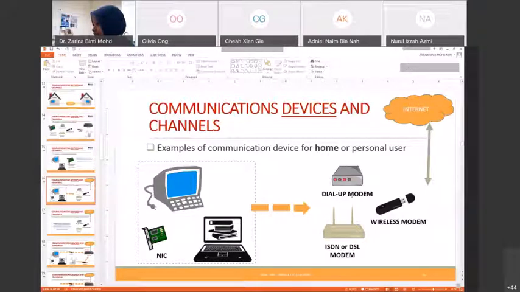If we use a dial-up modem, ISDN modem or DSL modem, this one will be connected through a wired connection, through the telephone lines. If we use a wireless modem, then we are using the cellular network to connect to the internet.